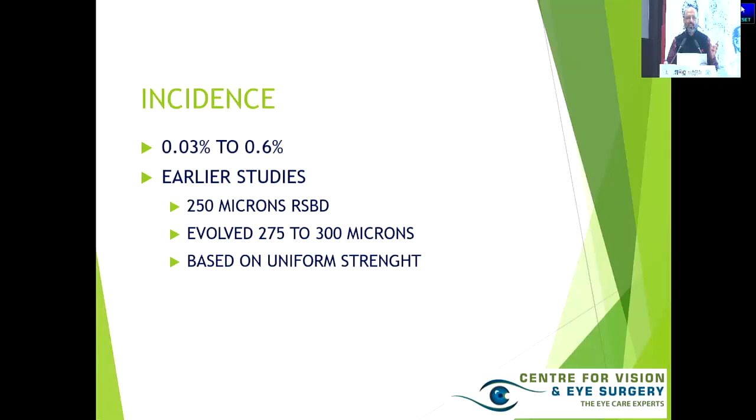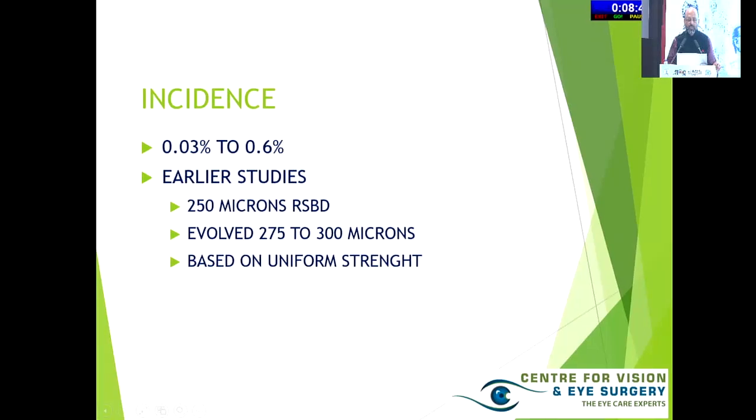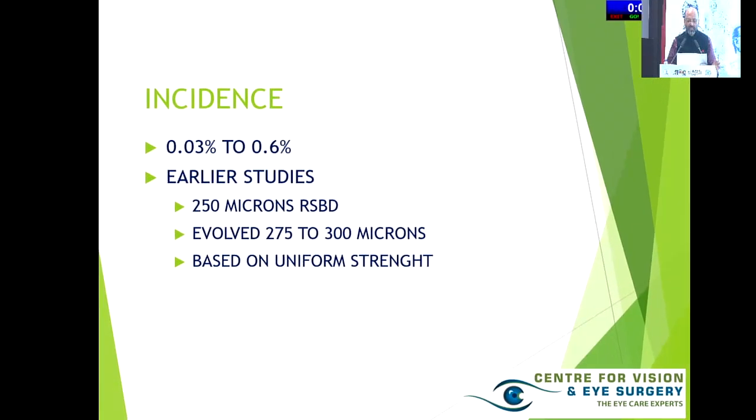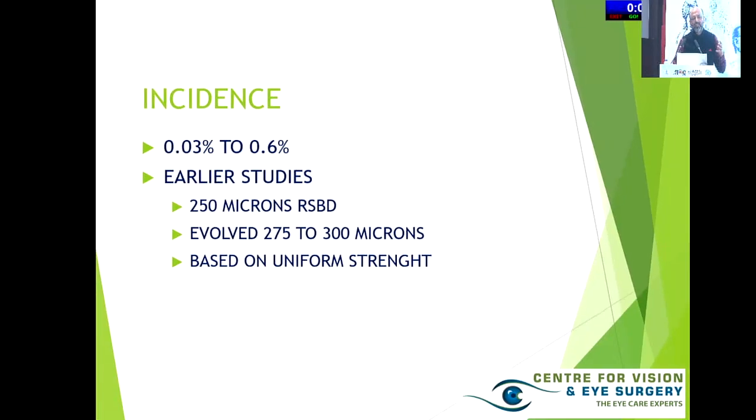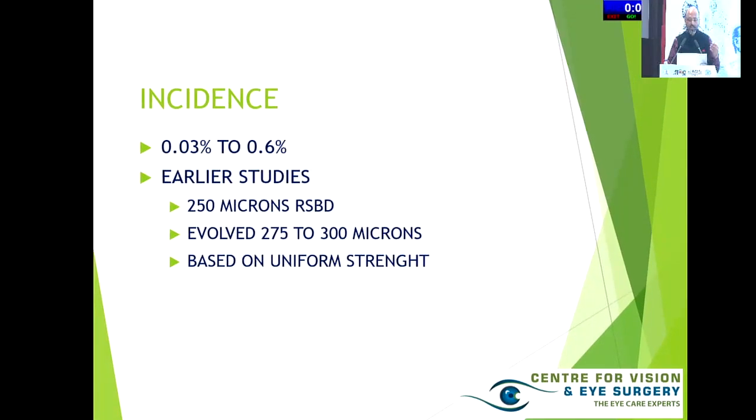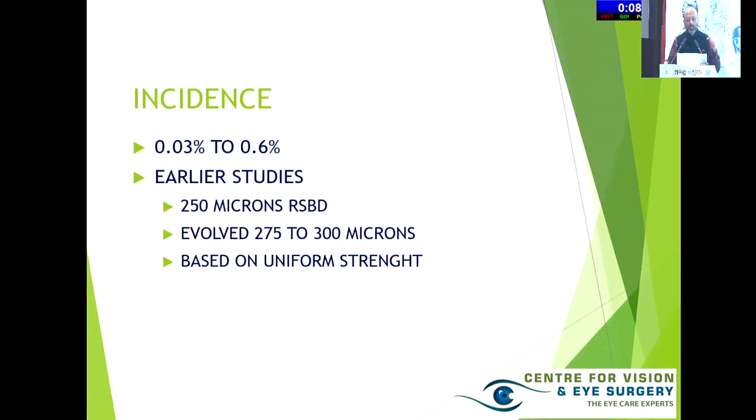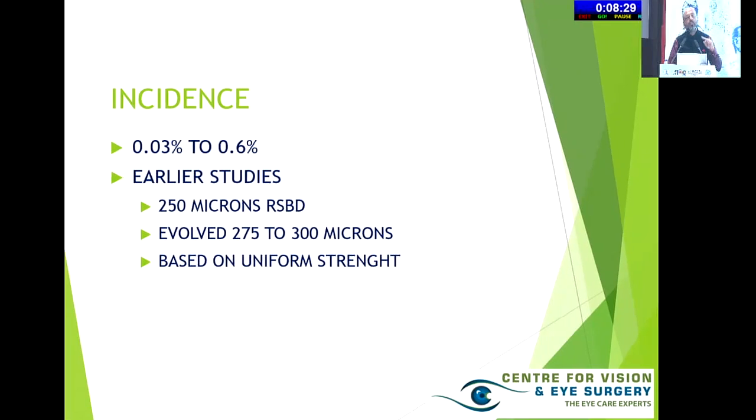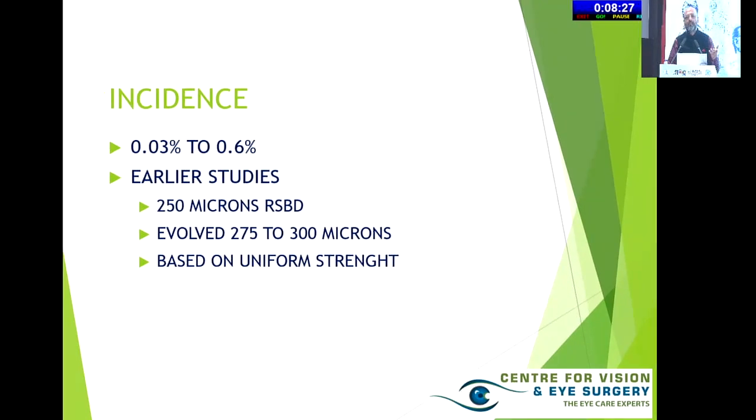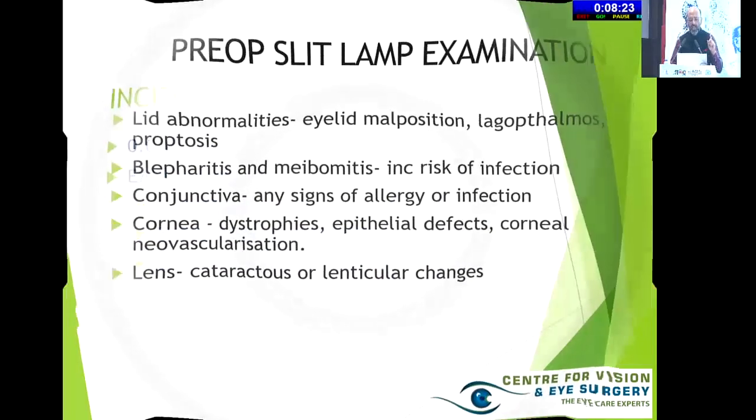Now, the incidence, to my understanding, is about 0.03 to 0.6% based on my literature review. And remember that we have gone up from 250, then evolved to 275, to about 300. I think there was a survey of corneal surgeons who look at 350 as a baseline. But all the residual bed thickness was based on the concept that the cornea has uniform strength from anterior to posterior cornea, which we know with histology is not true. So this concept is also probably not the ideal one.